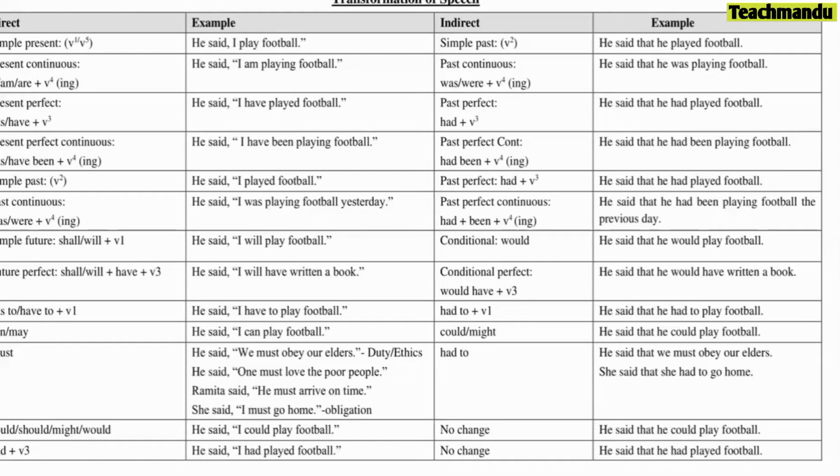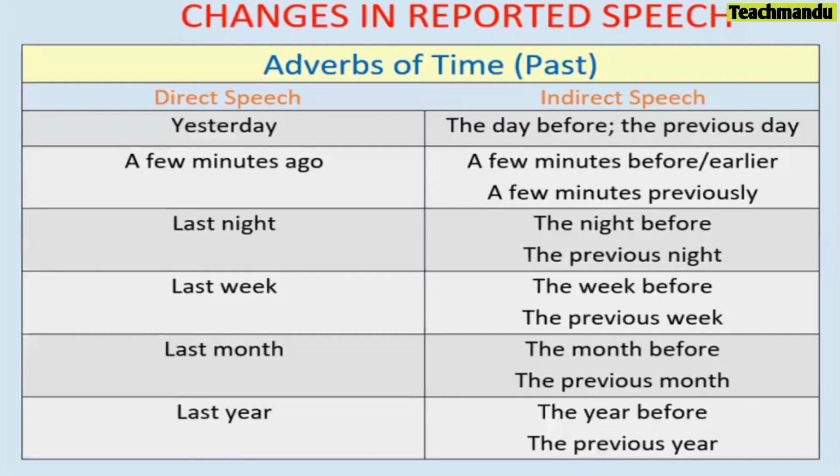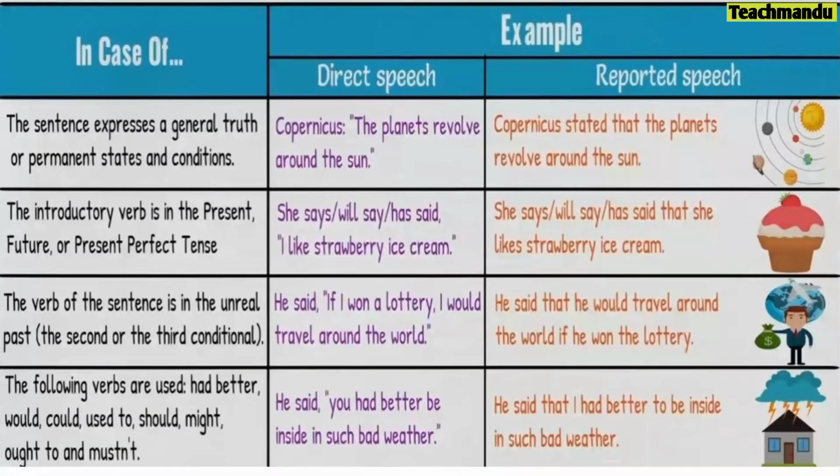Then there are some conditions where we don't change the tense also. So these are the things like the verb starting with simple present, simple future, right? In such cases we don't change. And in other cases, there are sentences where the tense is not changed in reported speech. In the case of things that express general truth, like the planets revolve around the sun, or the sun rises from the east, these sentences don't get changed because it's a universal fact or general truth.